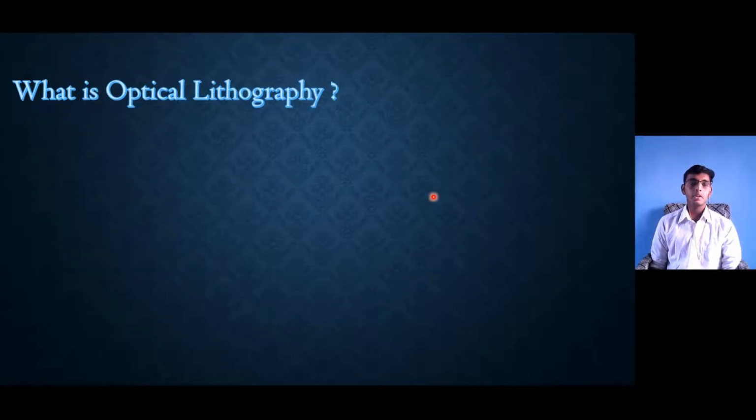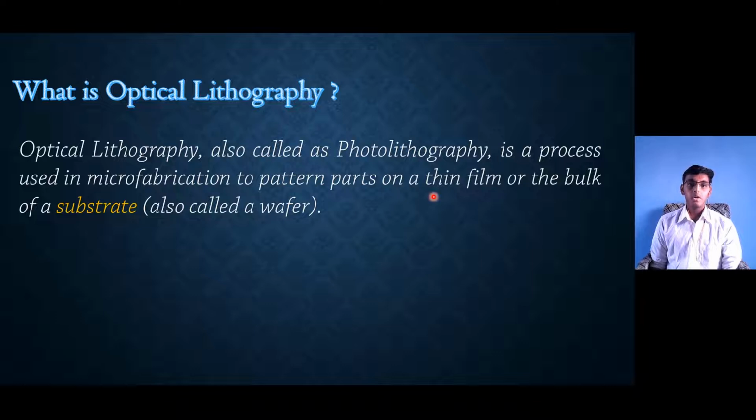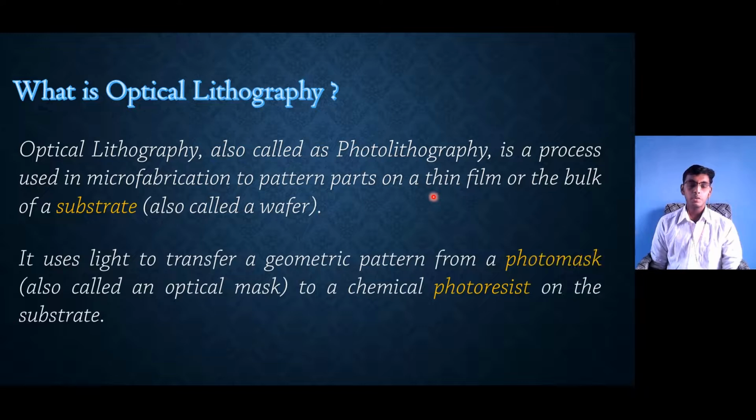So what is this optical lithography? Going into the formal definition, optical lithography, also called photolithography, is a process used in microfabrication to pattern parts on a thin film or the bulk of a substrate. It uses light to transfer a geometric pattern from a photomask to a chemical photoresist on the substrate. So the keywords are substrate, photomask, and the photoresist. I will come to these keywords in a subsequent part of my seminar.